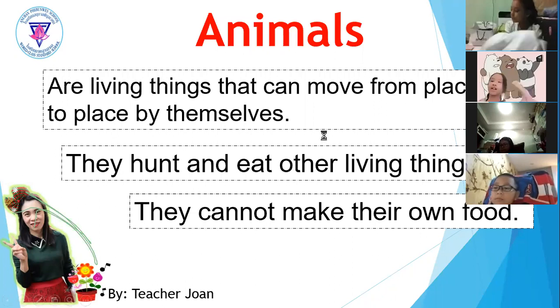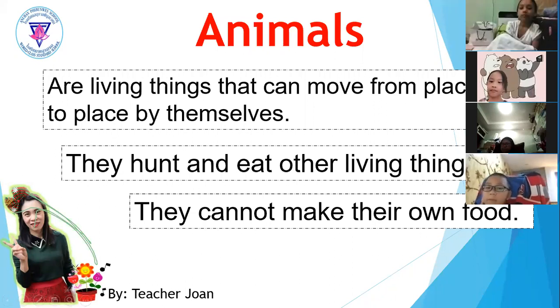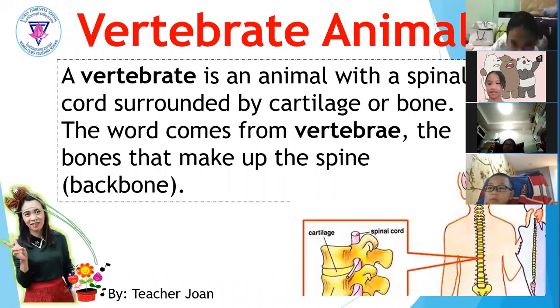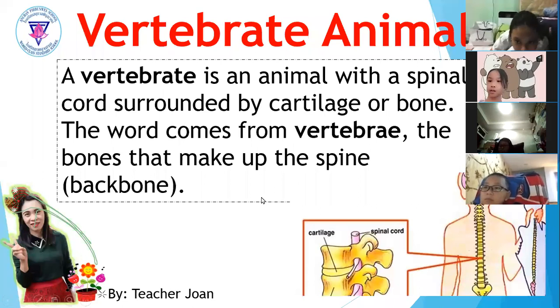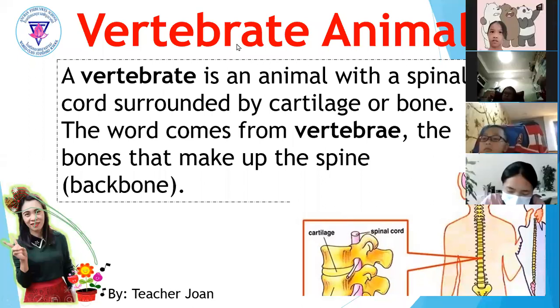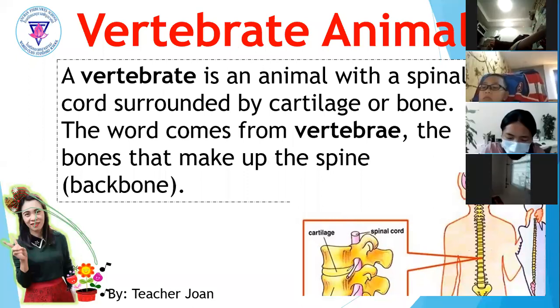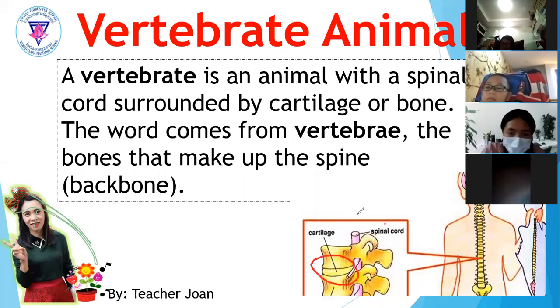Now, let's see the next slide, please. As you can see, we have the vertebrate animals. Vertebrate animals are one of the groups of animals. They are animals with a spinal cord, a backbone. That's why they're called vertebrate animals, because their body is supported by the backbone, or spine. Like humans, we have a backbone. I need to draw something. Can you see teacher writing? This is the cartilage, and this is the spinal cord.